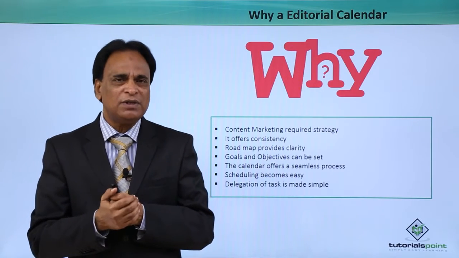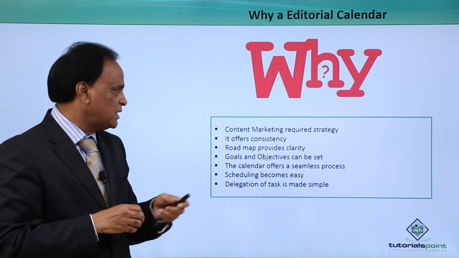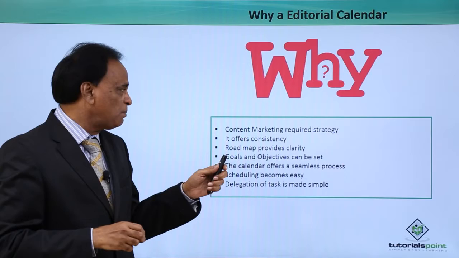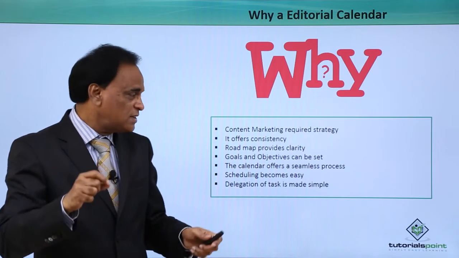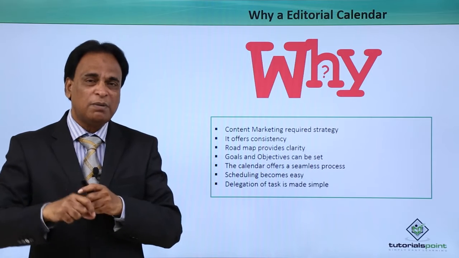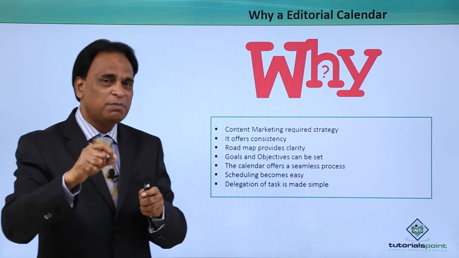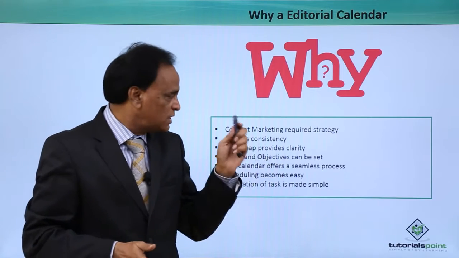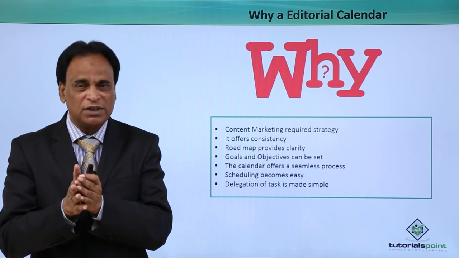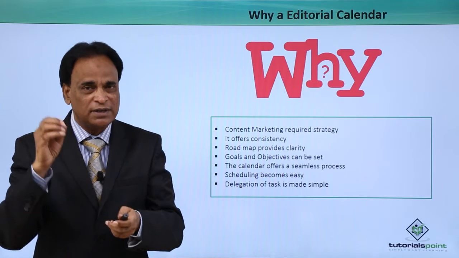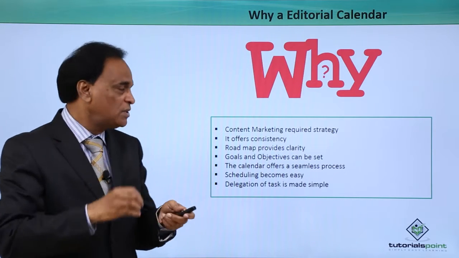Why do we need to actually have a content marketing plan in place? Content marketing requires strategy. It is an extremely important point. It offers consistency. A roadmap clearly provides clarity on what you are publishing, how you are publishing, and when you are publishing, so that everything is documented. Goals and objectives can be set with the kind of content that you are publishing, the goals associated with the content, and its objectives.